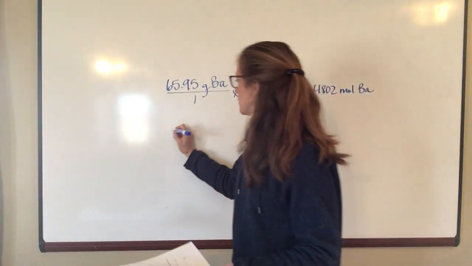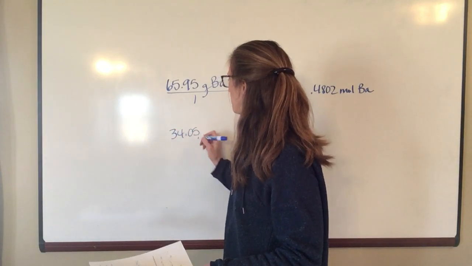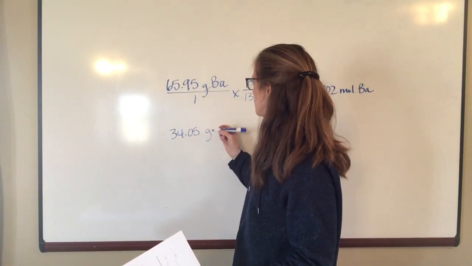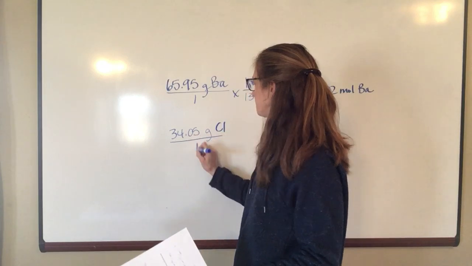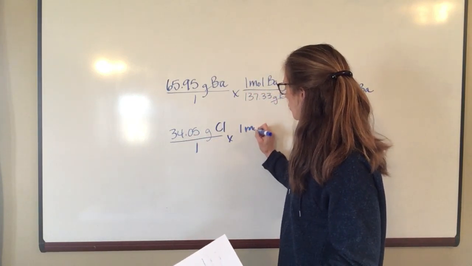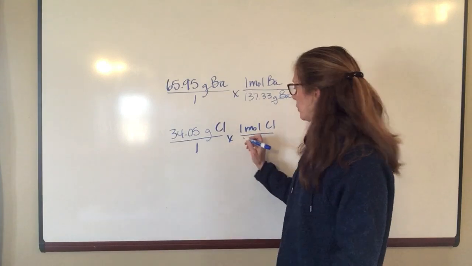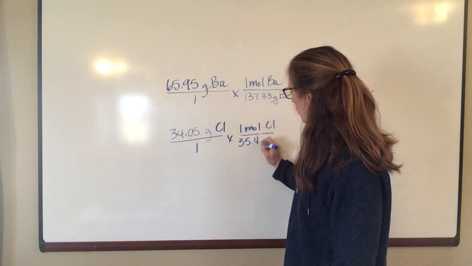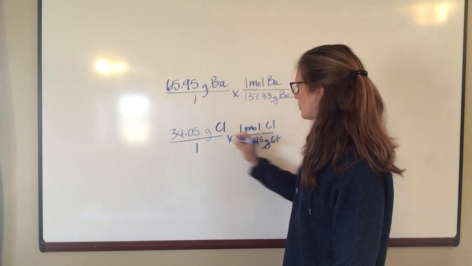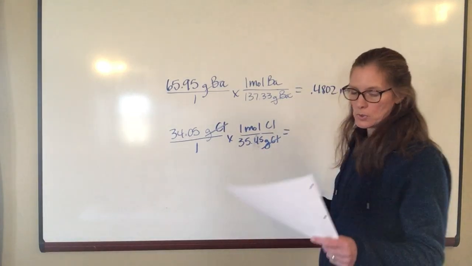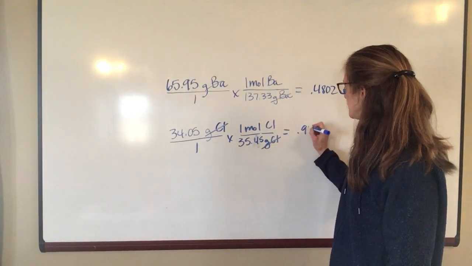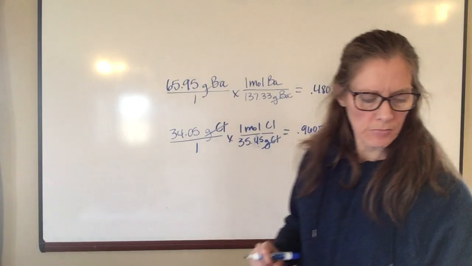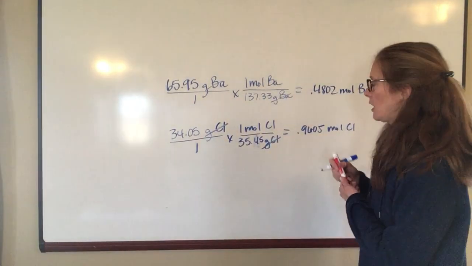Okay, I'm going to do exactly the same thing with the chlorine. They told me it was 34.05% chlorine, so I'm going to assume I had a 100 gram sample, which means I'll have 34.05 grams of chlorine. Put that over 1, change it to moles. From the periodic table, 1 mole of chlorine is 35.45 grams of chlorine. Grams of chlorine cancels out, and when you crunch those numbers, you end up with 0.9605 moles of chlorine.